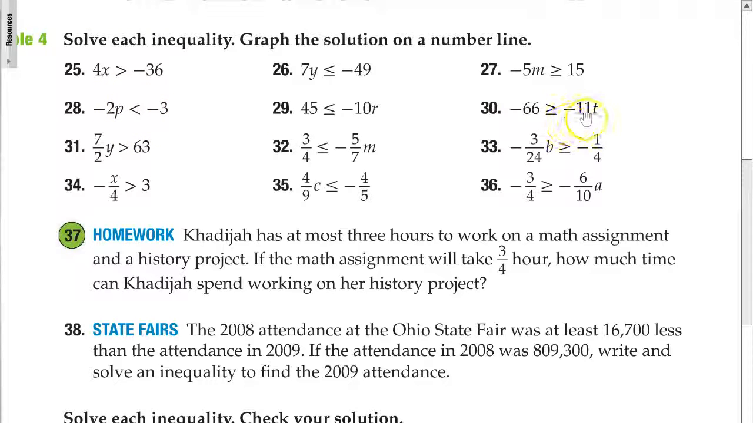Same thing happens on 30, dividing by a negative 11. Both sides is going to switch the signs of both of those, so it switches that to a less than or equal to. 32, you're going to multiply by negative 7/5, but since it's a negative, it flips everything. 34, multiply by a negative 4, again, flip the inequality symbol. And 36, you're going to multiply by negative 10/6, that's going to cause us to flip that as well.